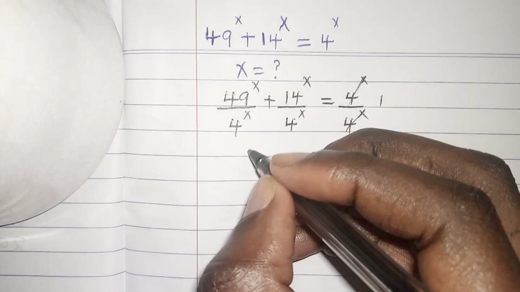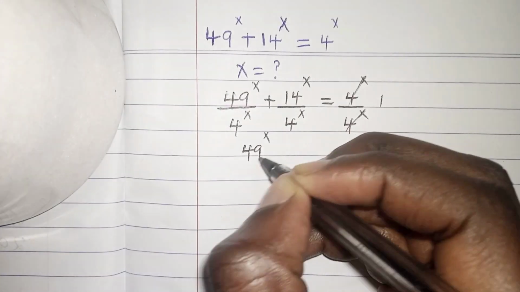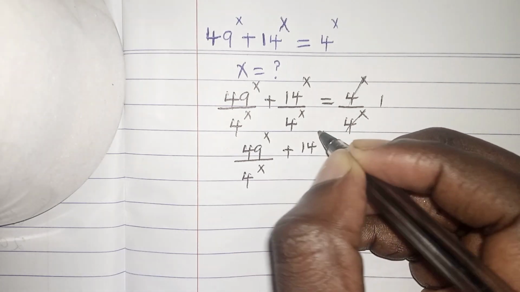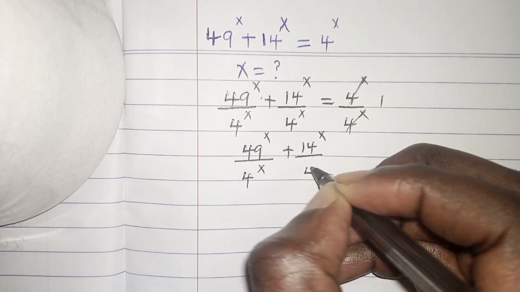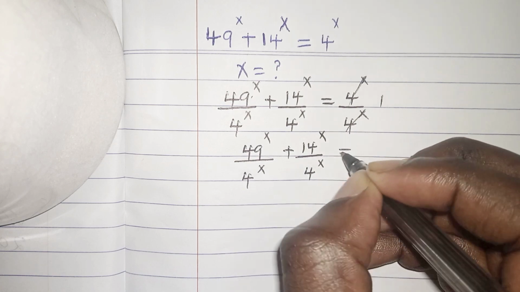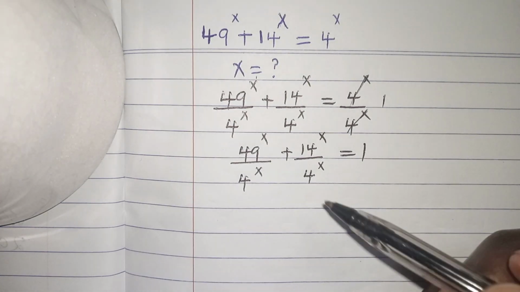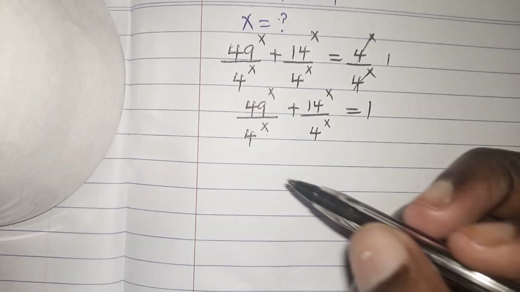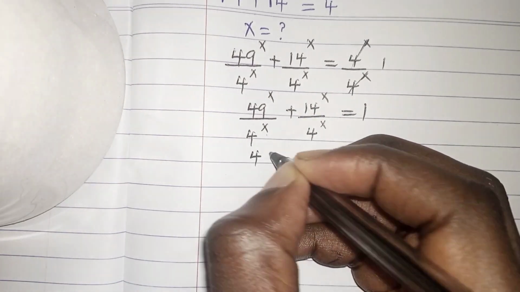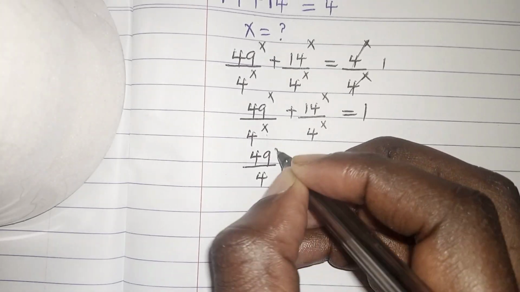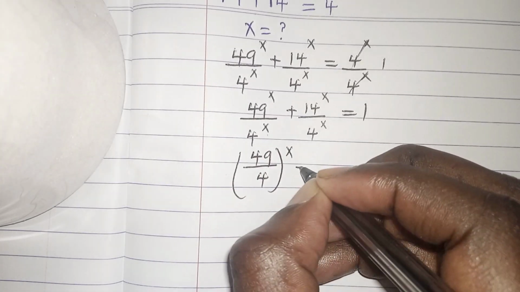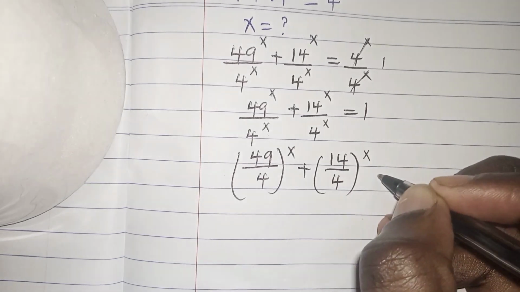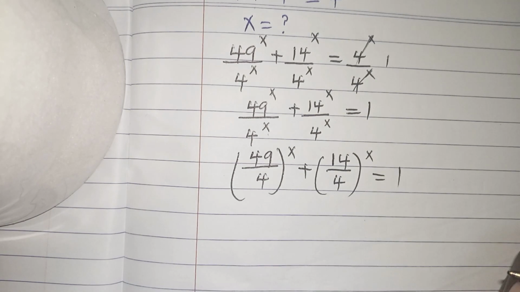And for this case, we shall have 49 to the power of x over 4 to the power of x plus 14 to the power of x over 4 to the power of x is equal to 1. Okay, so our exponents are the same here. According to one rule of exponents, we are going to write it as 49 over 4, all this to the power of x, plus 14 over 4, all this to the power of x is equal to 1, right?